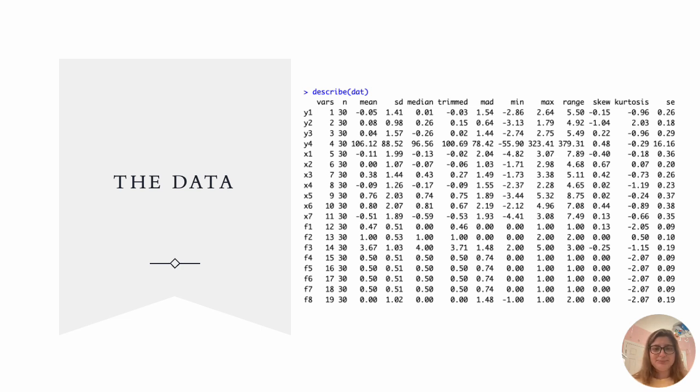But moving on to kurtosis, we can see that most of the values are negative. So that tells us that there is a flatter distribution than normal.